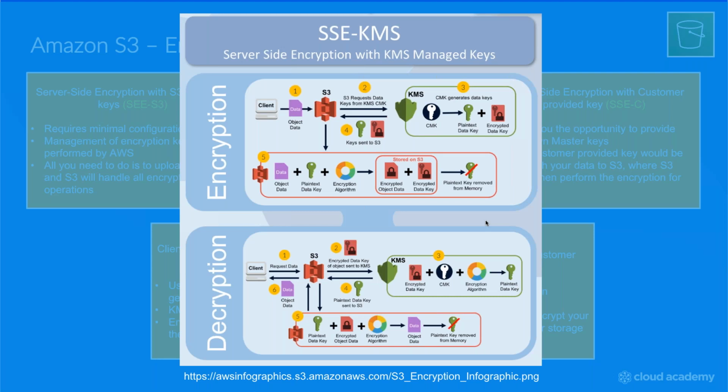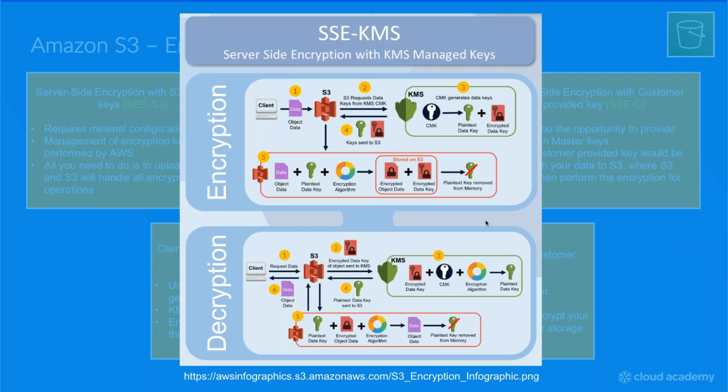So when decrypting the same object, the following process is followed. So this is the section at the bottom of the screen. Firstly, a request is received by S3 to access an encrypted object via a client. Step 2, S3 sends the encrypted data key associated with the object to KMS. Step 3, KMS takes the encrypted data key and uses the original CMK to decrypt the data key to generate a plain text version of that data key.